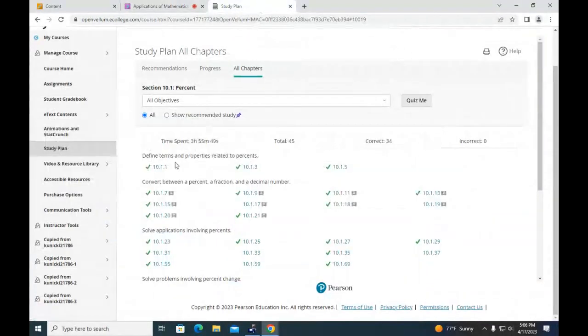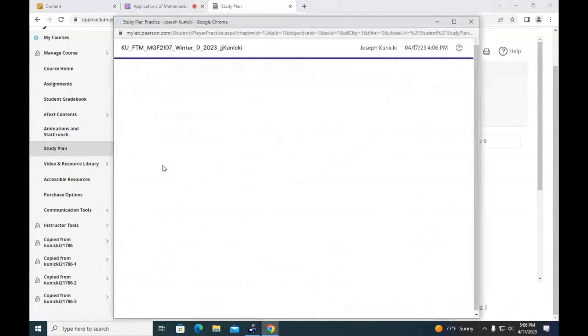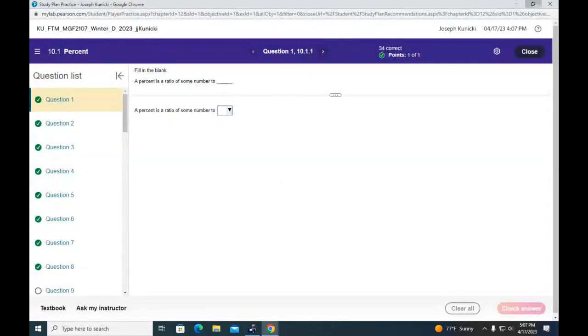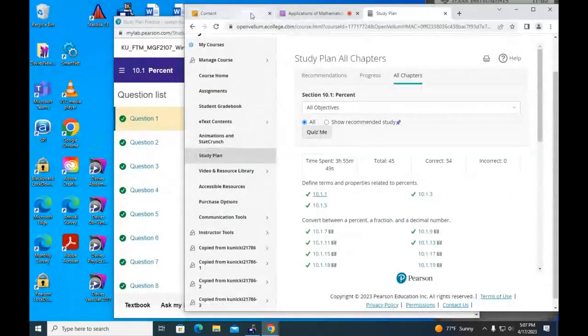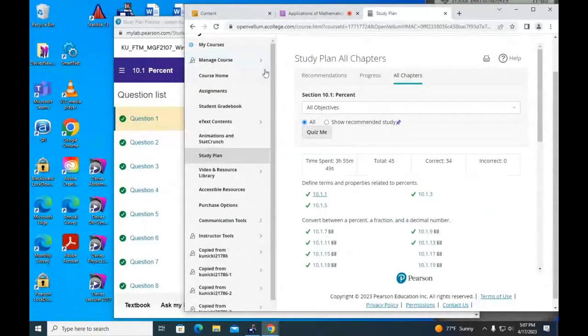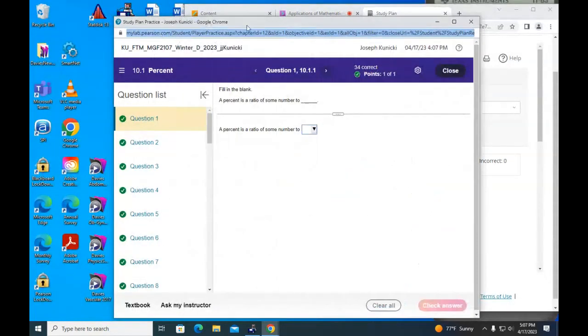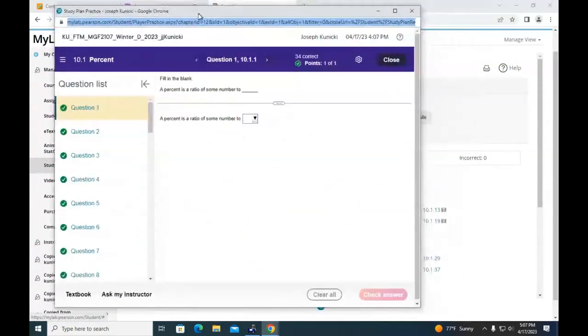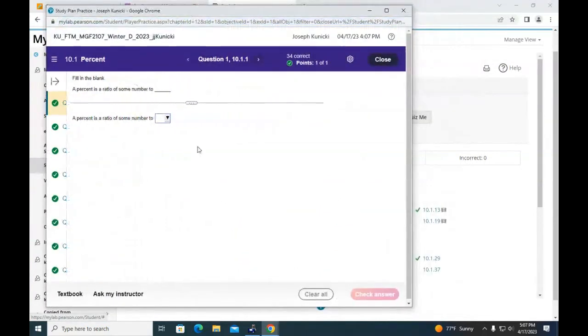All right, so 10.1. So percent is the ratio of some number to 100. So that's just repetition, just to make sure we got it.